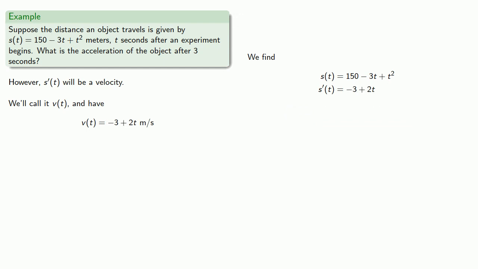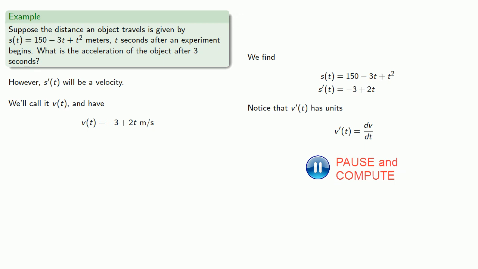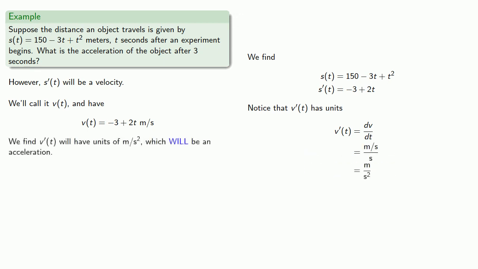And so now we have a function for our velocity. And notice that v prime of t has units, well again it's dv dt. V is measured in meters per second, and so v prime will have units of meters per second squared, which will be an acceleration. So let's find v prime of t. And so v prime of 3 is 2 meters per second squared.